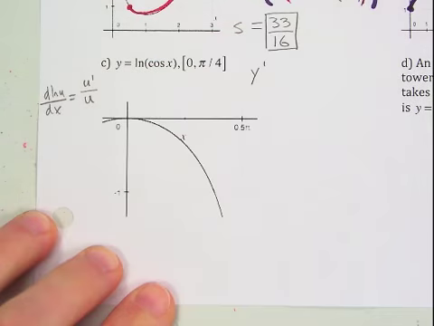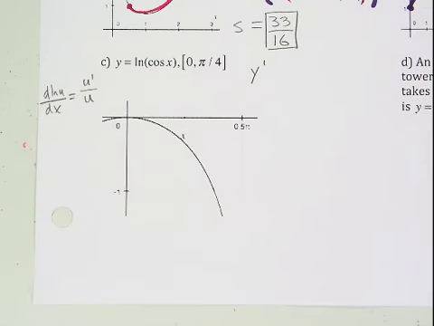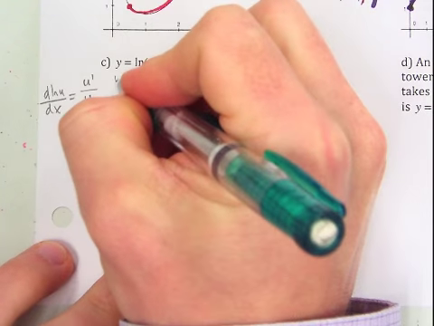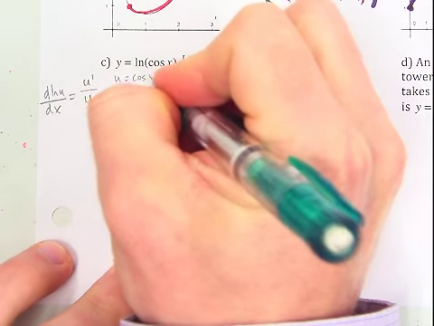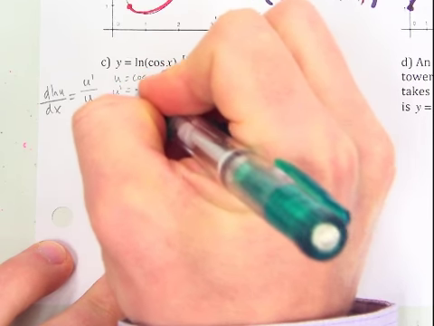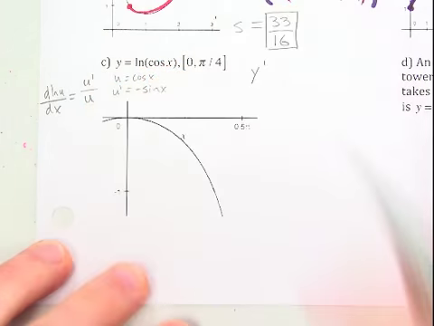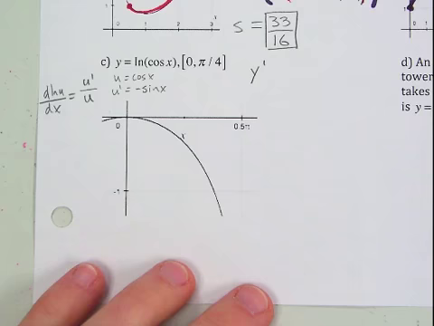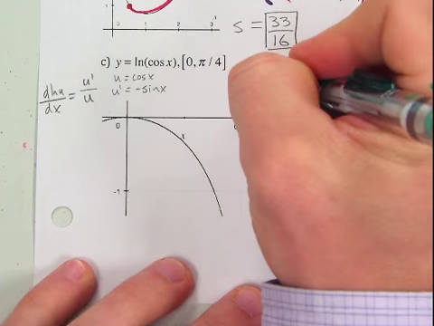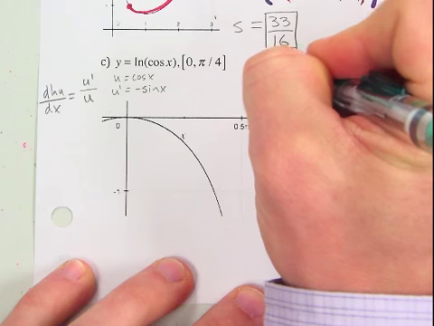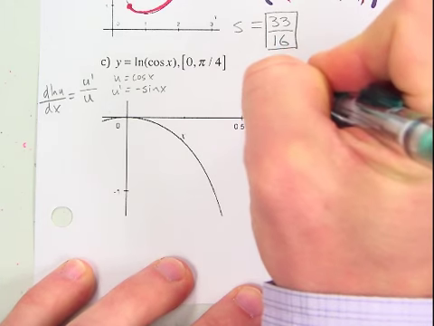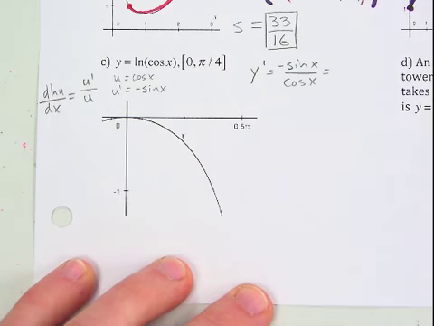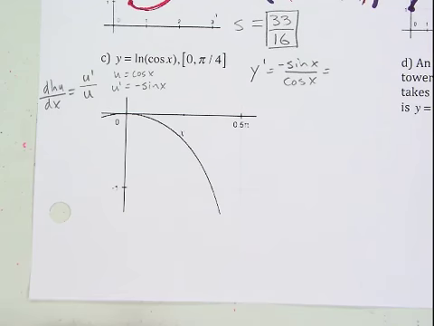So here, u is going to be cosine x. U prime is negative sine x. So u prime over u will be negative sine x over cosine x. And we can change this into one function, right? Tangent. So negative tangent x.